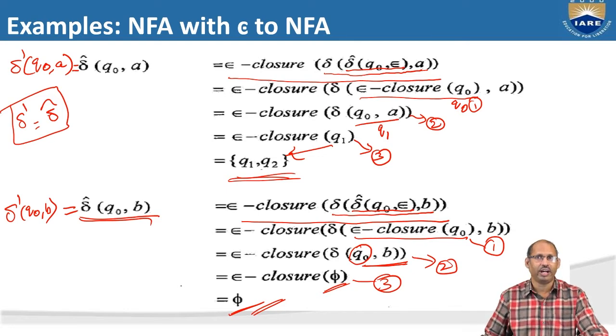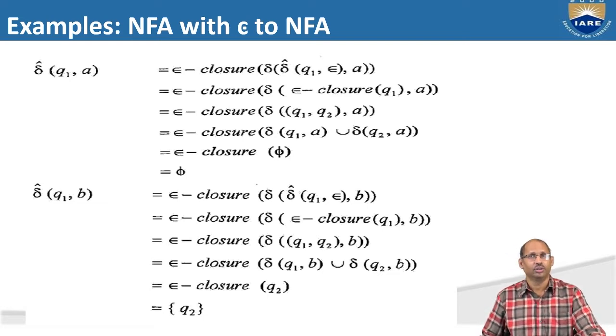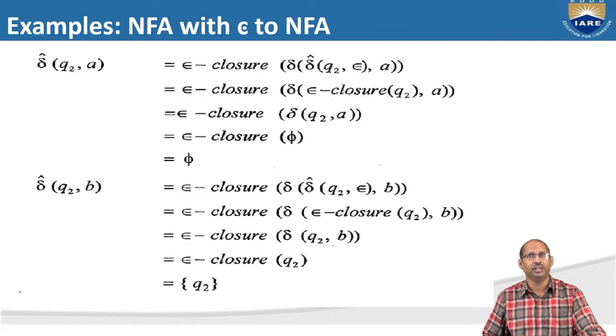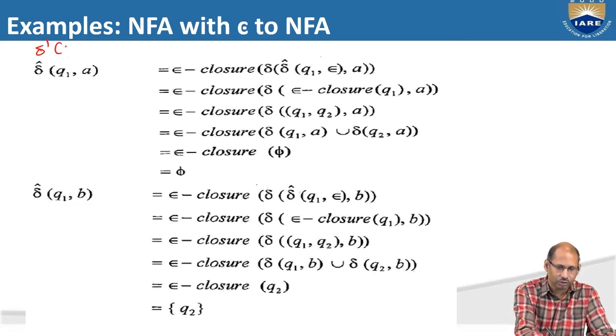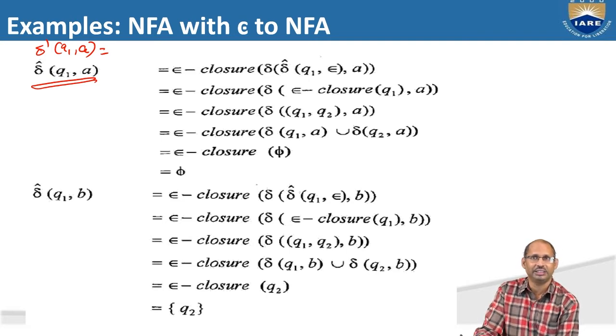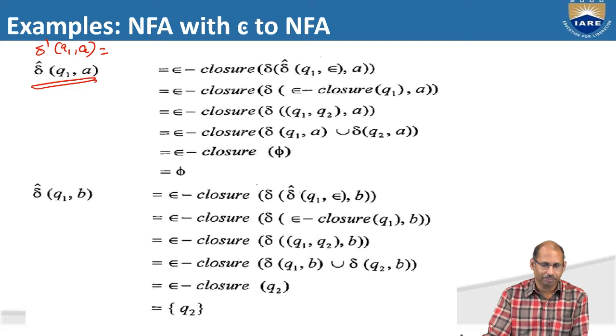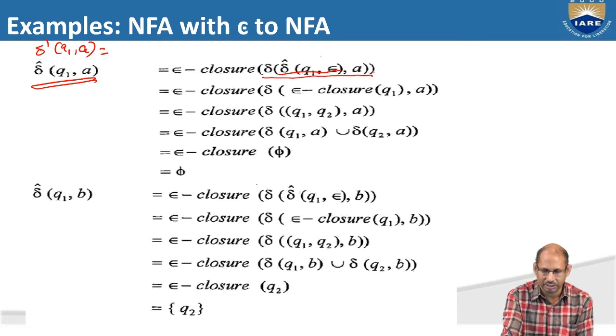Similarly, we need to find Q1 on A, Q1 on B, Q2 on A, Q2 on B. So here, to find Q1 on A in the NFA, we have to consider the string transition function of Q1 on A. This is the first step, the second step, the third step.